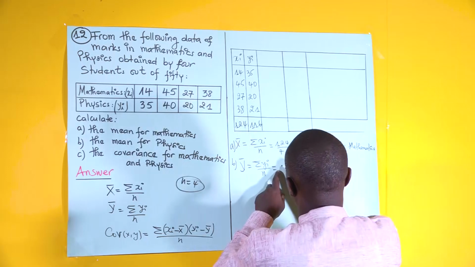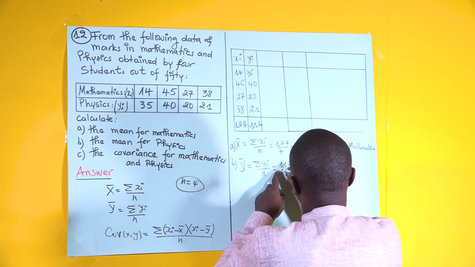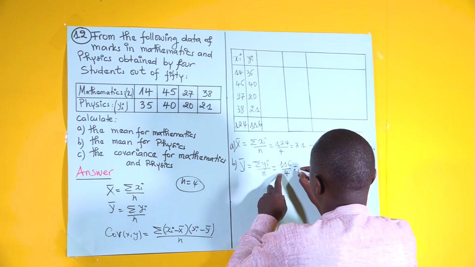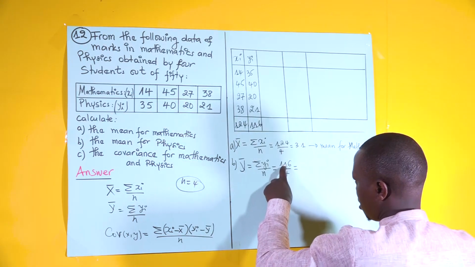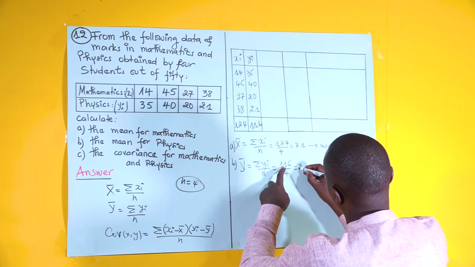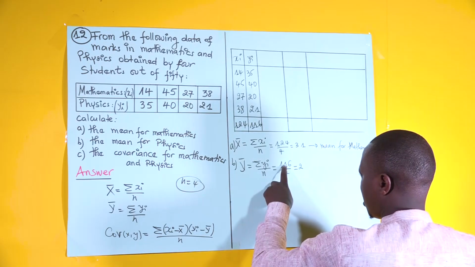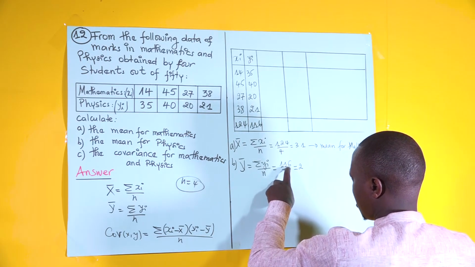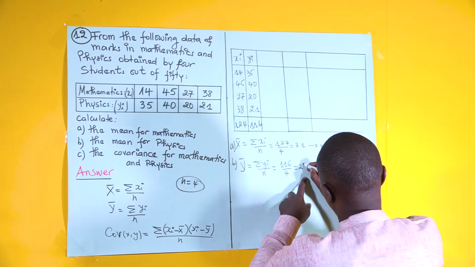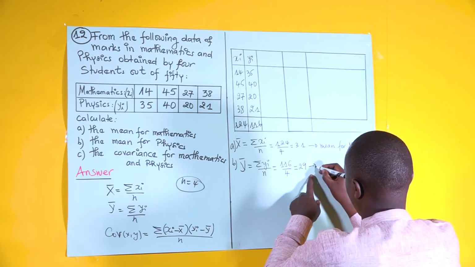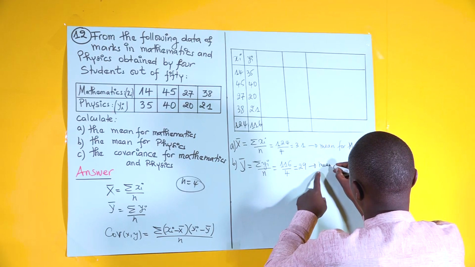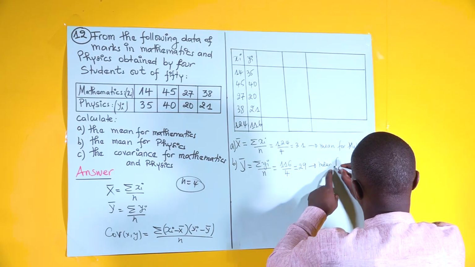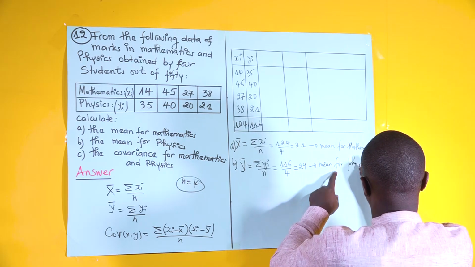All right, B. We need to find the y mean, which is equal to the summation of y's divided by n. The summation of y's gives us 116 divided by 4. 116 divided by 4 is 29. What is 29? It is the mean for physics.